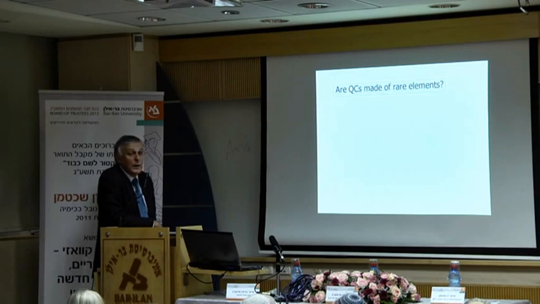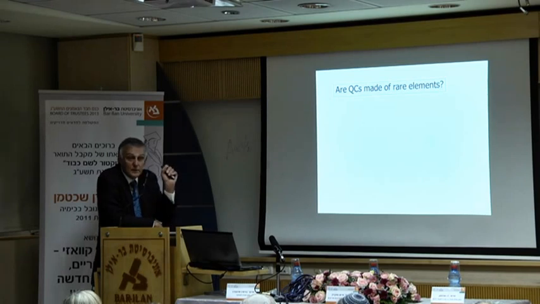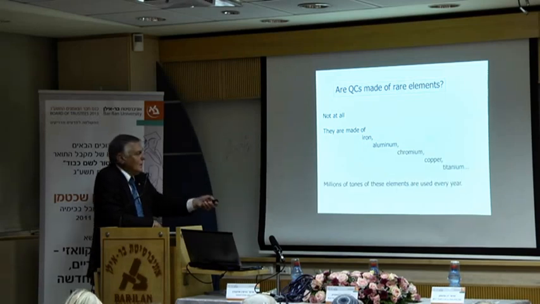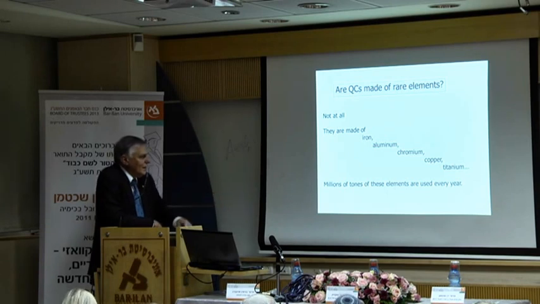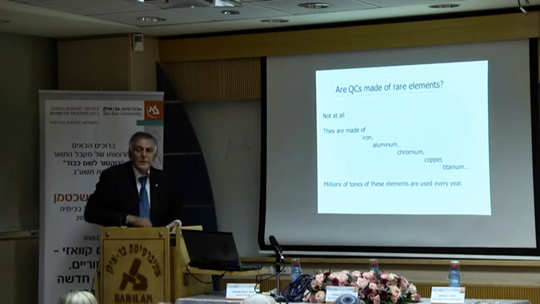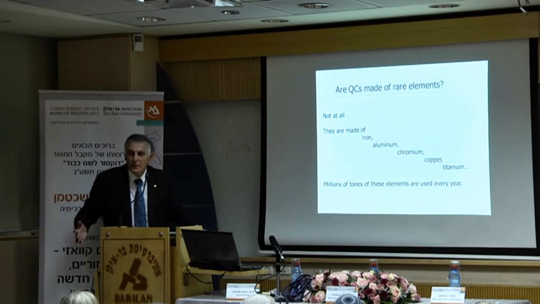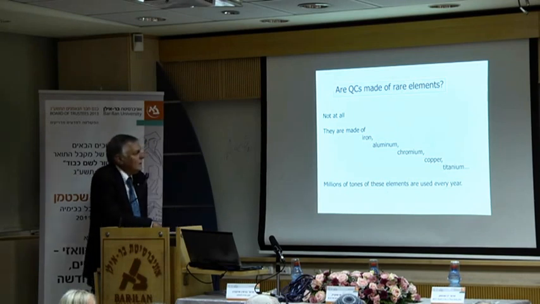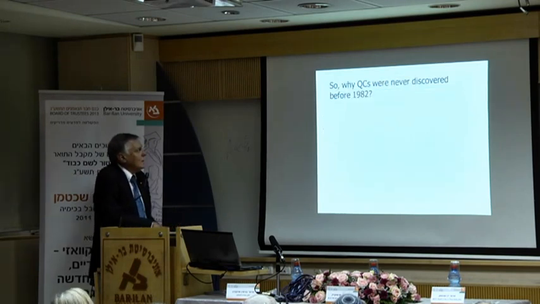Maybe they are made of rare elements. Praseodymium, gadolinium, and a touch of zinc. No, not at all. They're made of iron, aluminum, chromium, copper, titanium, and so many more elements. Millions of tons of these elements are used every year. They're so abundant, it's unbelievable. They're cheap, they're not exotic. So why is it? What happened? Why is it, for example, 70 years, quasi-periodic materials were not discovered?